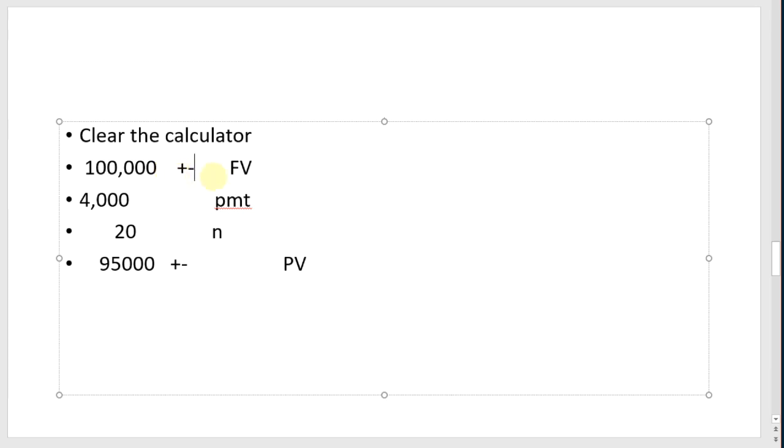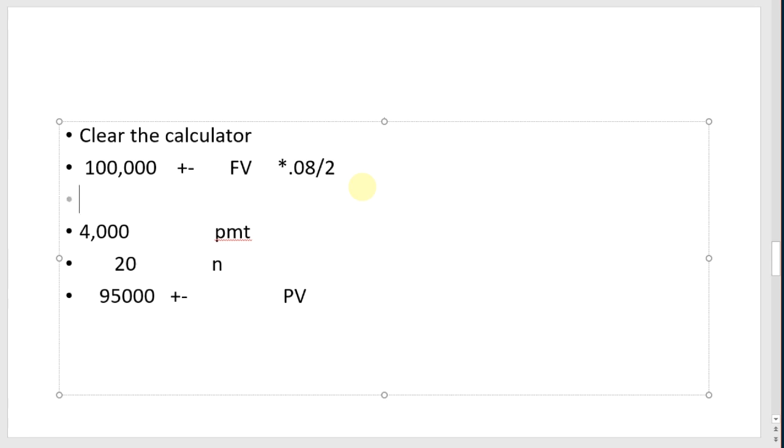Okay, so that's our future value. And just like before, we want to know what the payment is, and we know that it's 8% per year. So we're going to go times 0.08, divided by 2, and we know then that that rate is going to be 4% per half year. Okay, so 100,000 times 4% is going to give us $4,000.